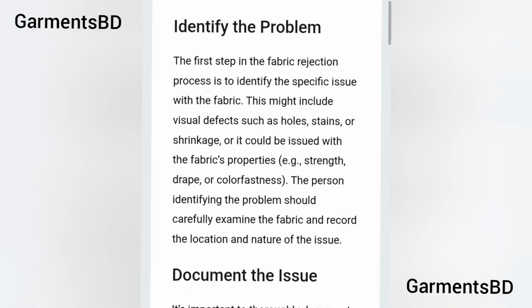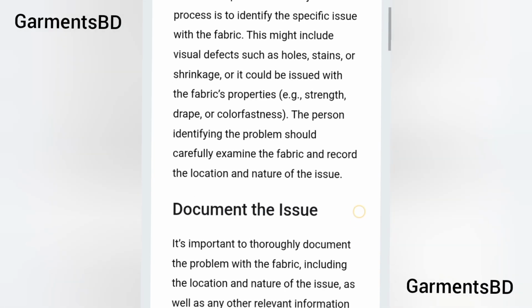Identify the problems. The first step in the fabric rejection process is to identify the specific issues with the fabrics. This might include visual defects such as holes, stains, or shrinkage, or it could be issues with the fabric's properties, such as stained, dull, or colorlessness. The person identifying these problems should carefully examine the fabric and record the location and nature of the issue.